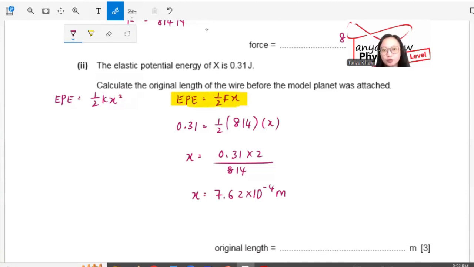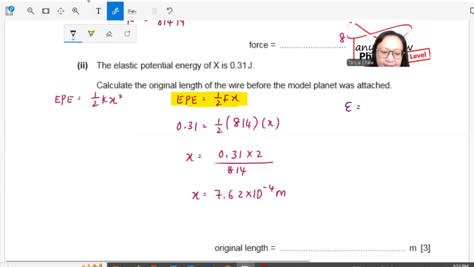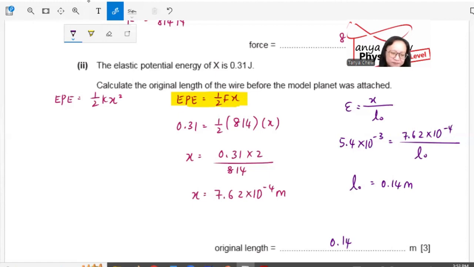Okay, don't worry. They didn't give you the final length, but you could use the equation of strain. Remember the definition of strain? Strain is defined as extension over original length. That is the reason why I need extension. So strain is given, which is 5.4 times 10 to the power negative 3. Extension is 7.62 times 10 to the power negative 4. All I need to do is just to find the original length. So cross multiplication of 7.62 times 10 to the power negative 4 divided by 5.4 times 10 to the power negative 3. You will end up getting 0.14 meter as your original length. So 0.14 is the answer.